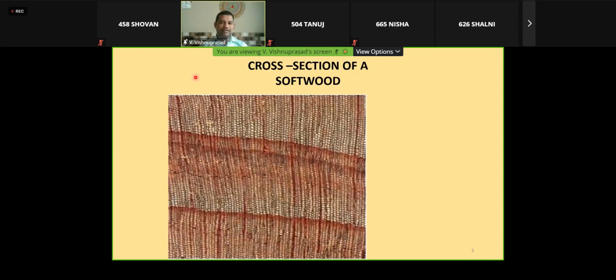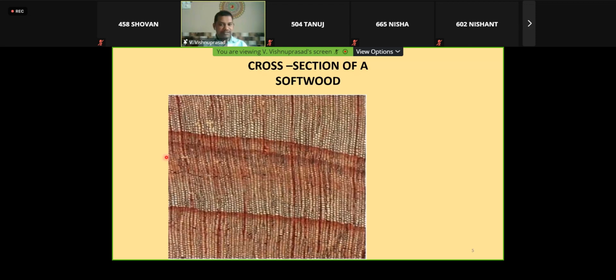So this one, as you can see, is a cross section. That means a TS. So in a TS, the softwood appears somewhat like this. And here I have not mentioned which genus or which plant it is. It is a softwood. Slight variations will be there between different species and the features might vary. So just a general feature in order to understand the various components first. In a cross section of a softwood, the one thing which is very prominently seen, which we discussed yesterday, is the growth rings. I guess everybody is able to see that.